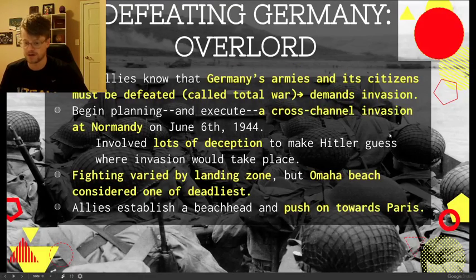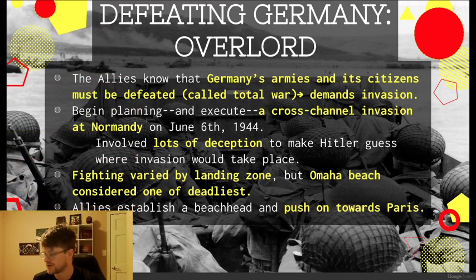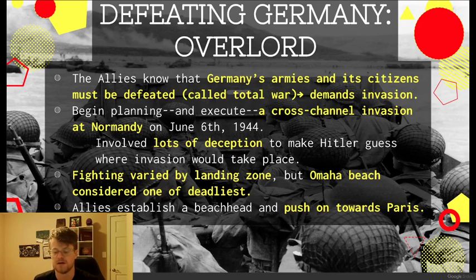Now, this is where we're going to finally lead up to the big one, which is the biggest of the second fronts. Defeating Germany in World War II means that you simply can't fight Germany to a tie. You have to not only beat their armies, but you're going to have to invade. You're going to have to take out Hitler. That's ultimately what's going to have to happen. You're going to have to crush its armies and defeat its citizens. And this idea of crushing civilians as well as armies is called total war. That means you can't just leave Germany sitting there. So the Allies have to start thinking about a cross-channel invasion.